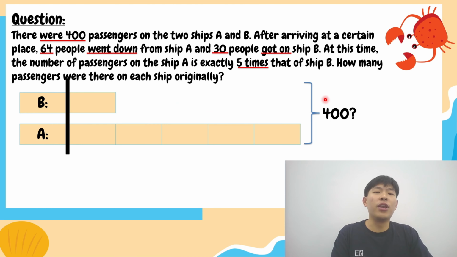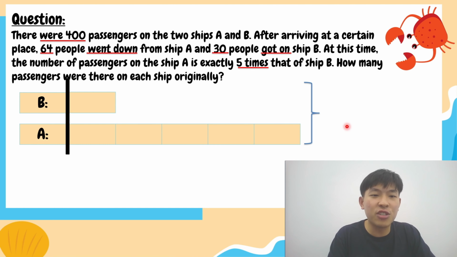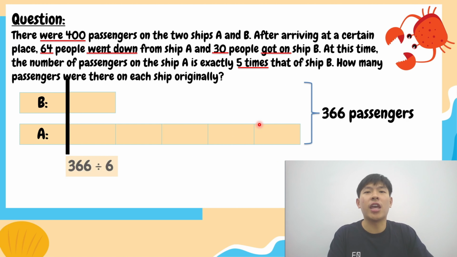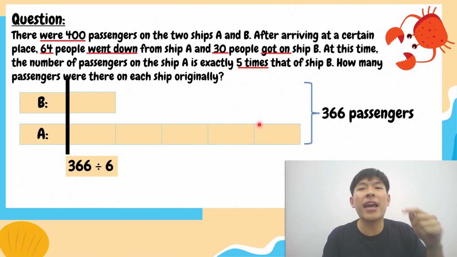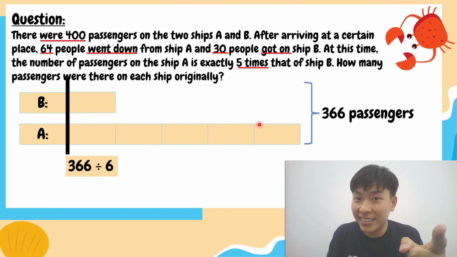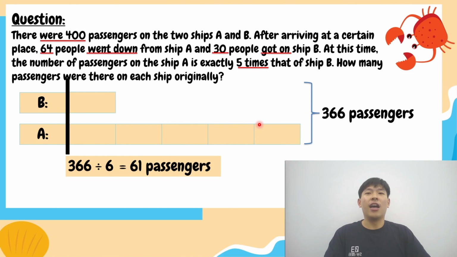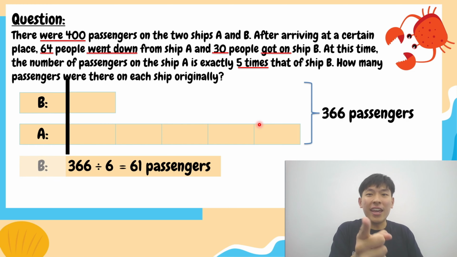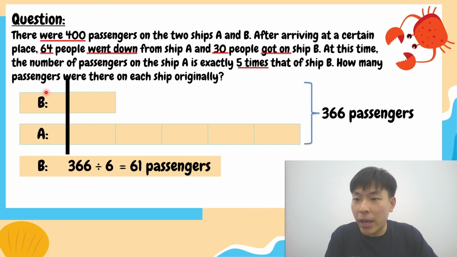So let's move here. We know that this is not 400. This is 366 passengers. So we have 1, 2, 3, 4, 5, 6 units. How can we find 1 unit? Perfect. We take 366 divided by 6, and the answer is 61. Perfect. Whose passengers are these, A or B? Yes, it is B. And we found B's number of passengers.